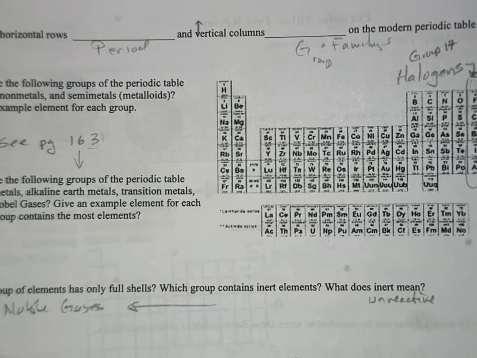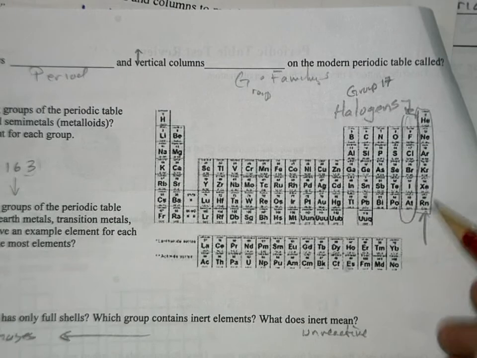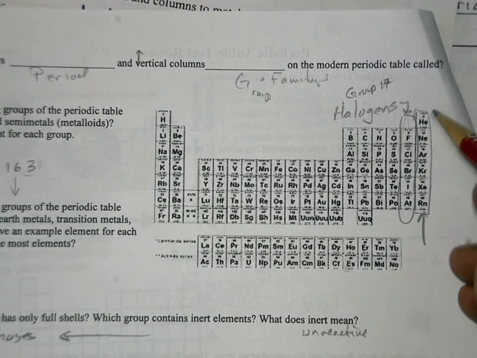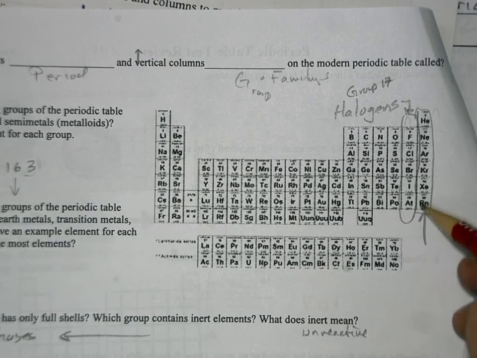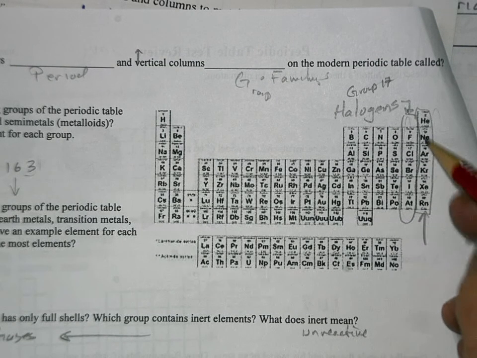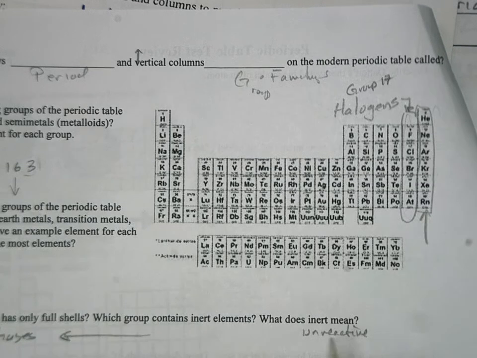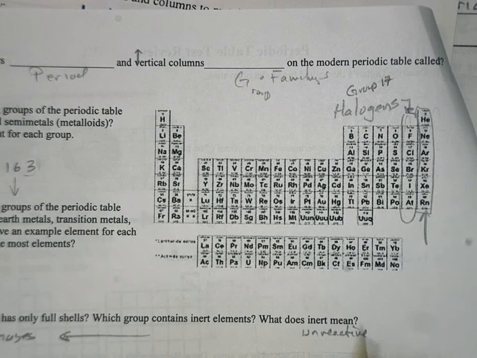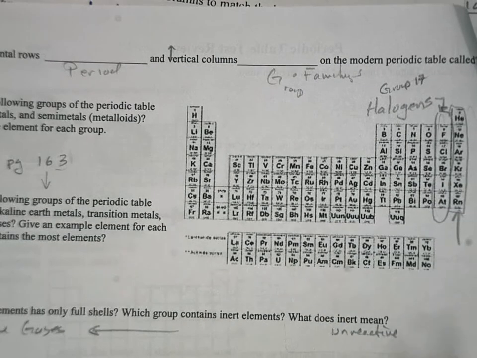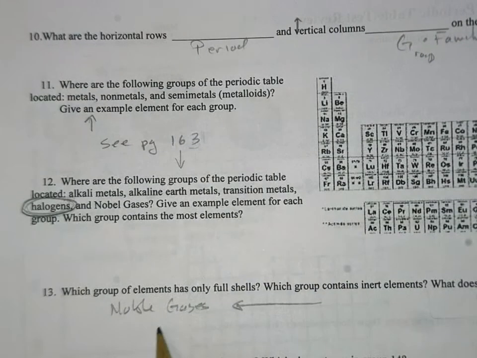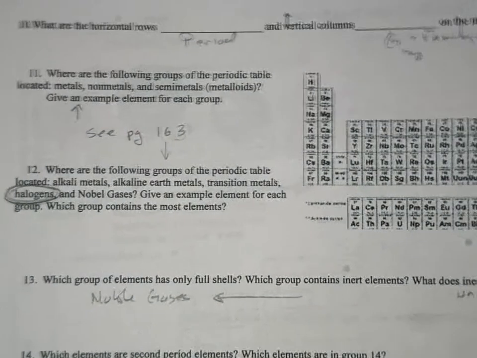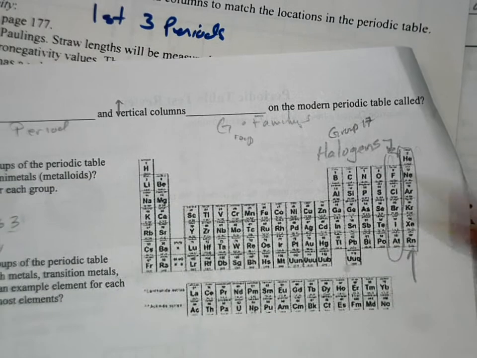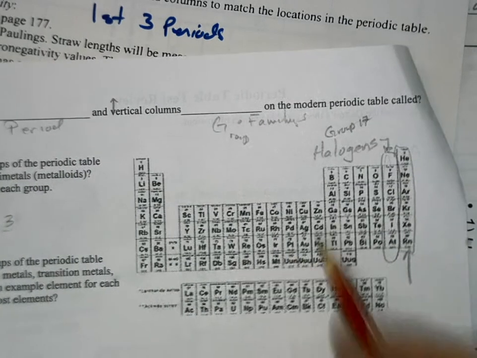The elements in group 18 all have their outer shells totally full: 8 electrons, 2 for helium. They are also called the inert gases because they do not react. And the reason they're called noble gases is that, just like the ancient nobility, they would not interact with the common people. These elements don't interact with the common elements on the periodic table.